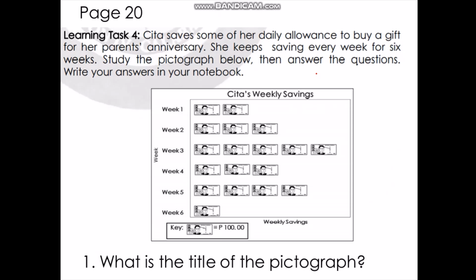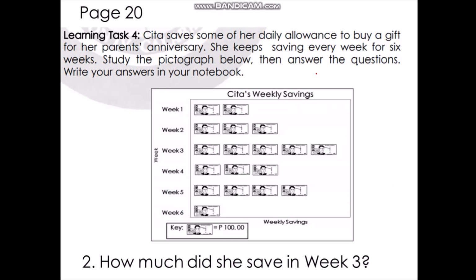So now let's answer on your paper, page 20, learning task 4, answers only. Write 1 to 5, answers only. By the way, you need to create your own answer. Number 1, what is the title of the pictograph? Number 2, how much did she save in week 3?